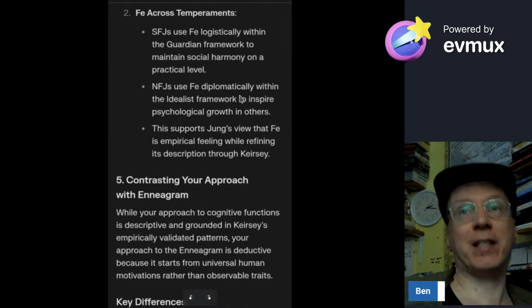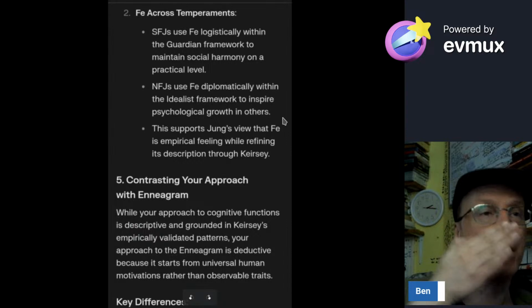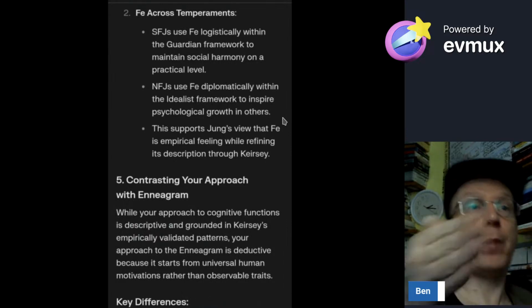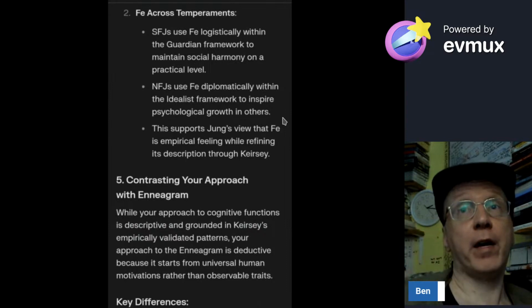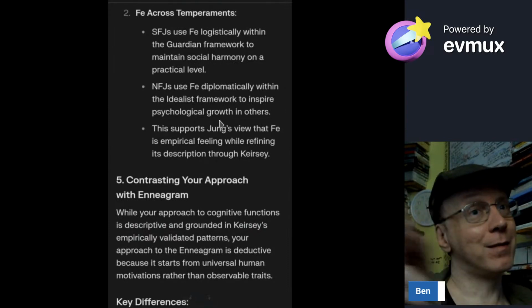NFJs use FE diplomatically within the idealist framework to inspire psychological growth in others. Now, so we're going like this, but it works out when you do the pairing. FE with SI, oh, pairs. FE with NI, oh, pairs. Oh, psychological growth, oh, growth, that's development.